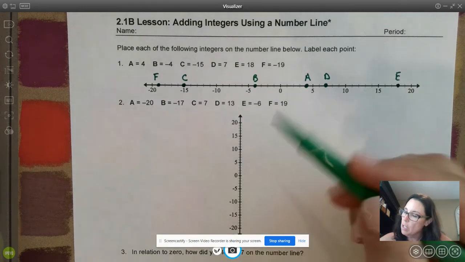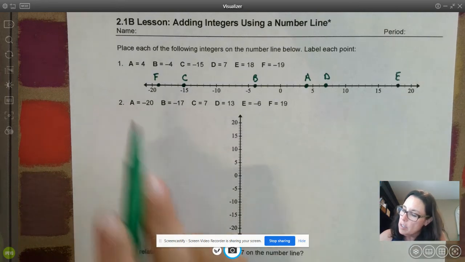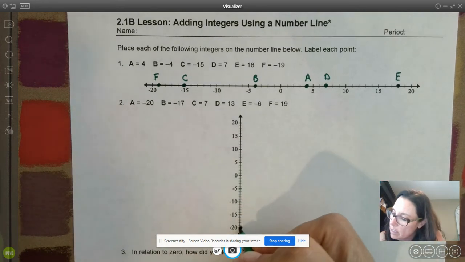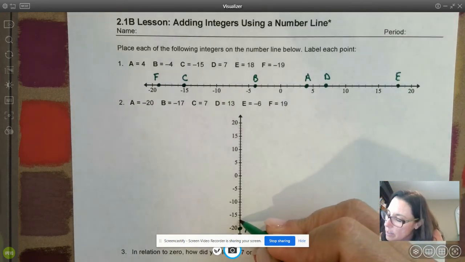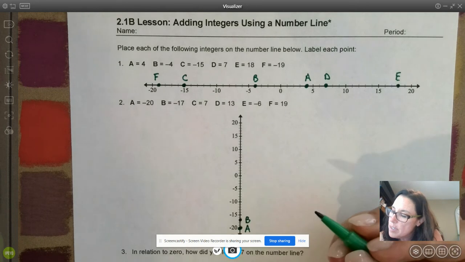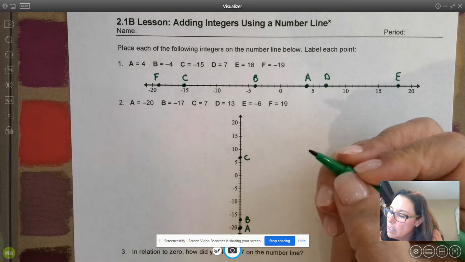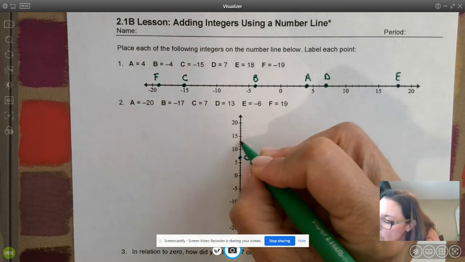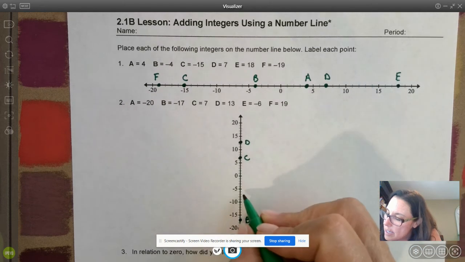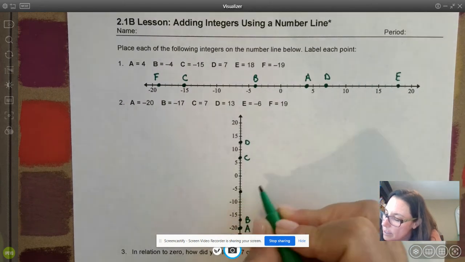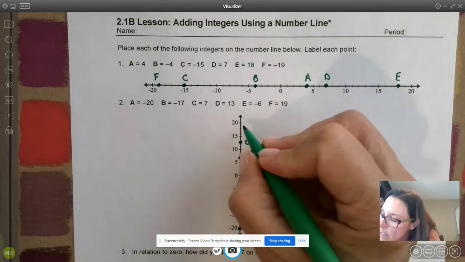And then you might see a number line vertically as well. It runs the same way. So A is going to be -20. B is -17. That's down here. C is 7. 13 is right here. -6 is right down here. And then 19 is up here.